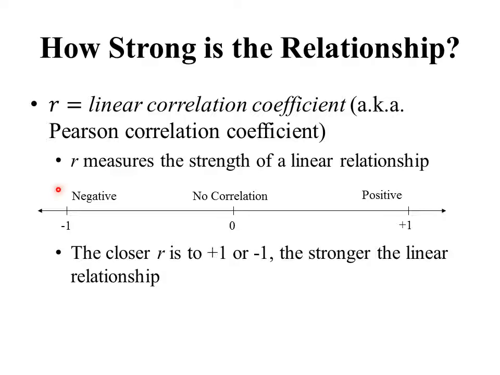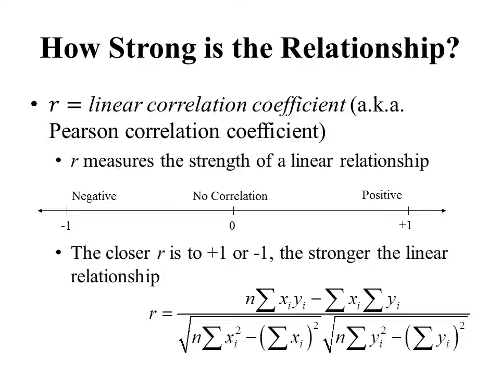If we have a value close to -1, that means we have a strong negative correlation. If the value is close to +1, that means we have a strong positive correlation. If it's close to 0, then that means there's not a relationship at all between the two variables.